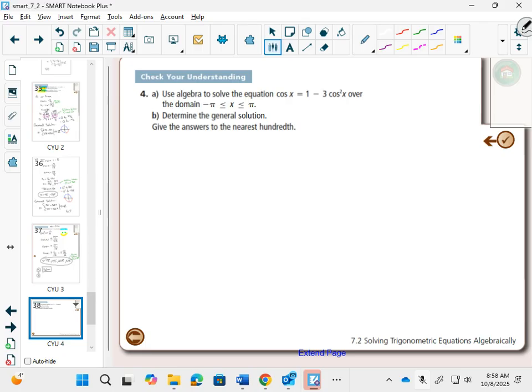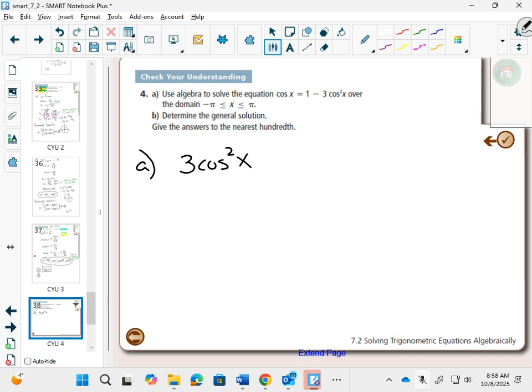In question 4, we have a cos x and a cos squared x. This makes it a quadratic equation. If I have a quadratic equation, I can solve that with factoring or the quadratic formula. But first, I always have to make one side equal to 0. So I'm going to move everything over to the left, and I'm going to write the cos squared first.